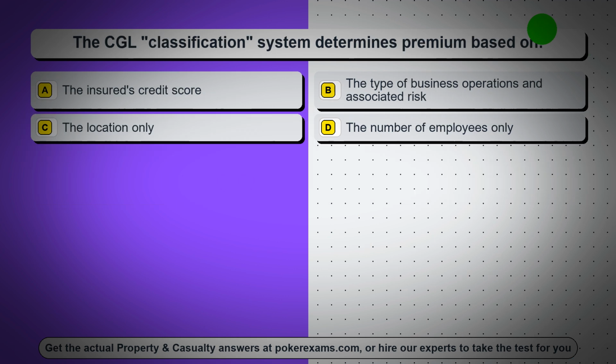Question 14. The CGL classification system determines premium based on: Option A, the insured's credit score.